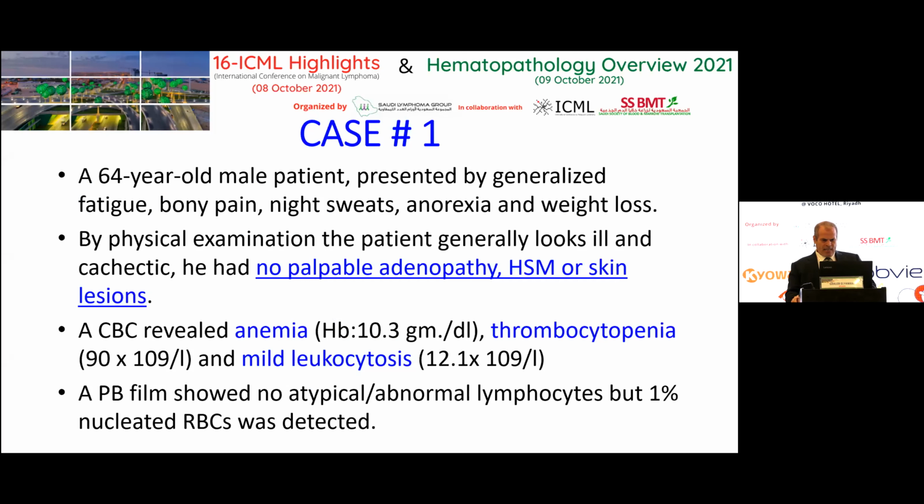The first case is a 64-year-old male patient presented with generalized fatigue, bony pain, night sweats, anorexia, and weight loss. Physical examination, the patient looks ill, cachectic, but no palpable adenopathy, no hepatosplenomegaly, and no skin lesion. CBC revealed anemia, thrombocytopenia, and mild leukocytosis. Peripheral blood film, no abnormal or atypical cell, only nucleated RBCs, 1%.